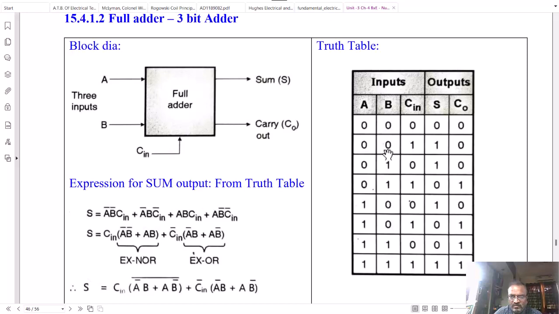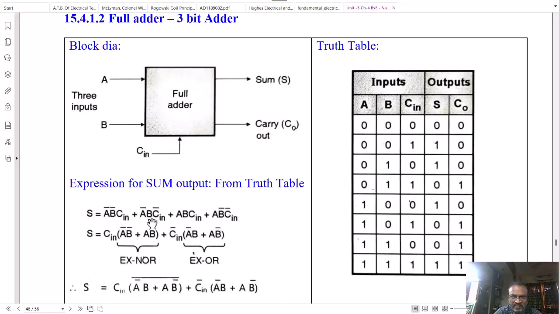A is 0 means we take A complement, B is 0 means again B complement, and C equal to 1. So A complement, B complement and C, that is the first term we have to read. Now go for the next row, third row. Now you write yourself.